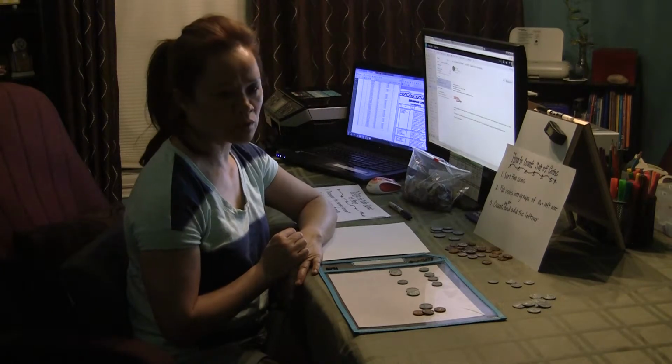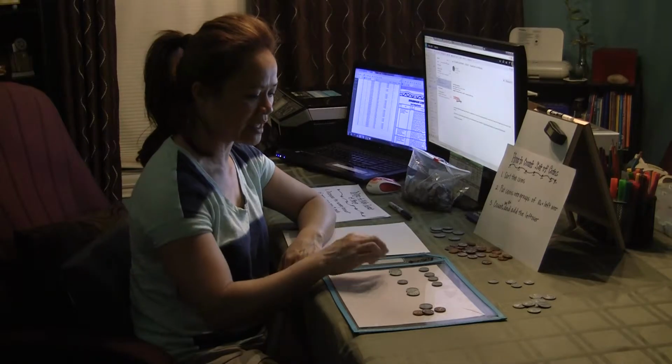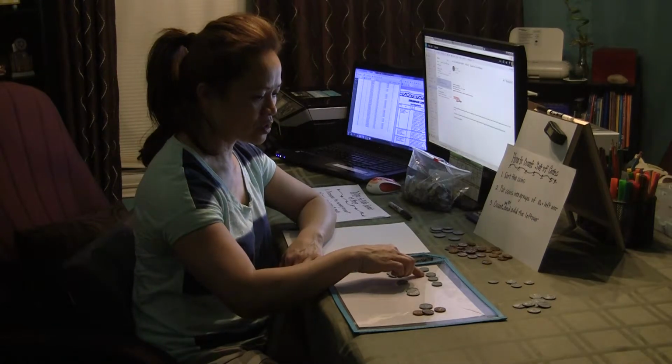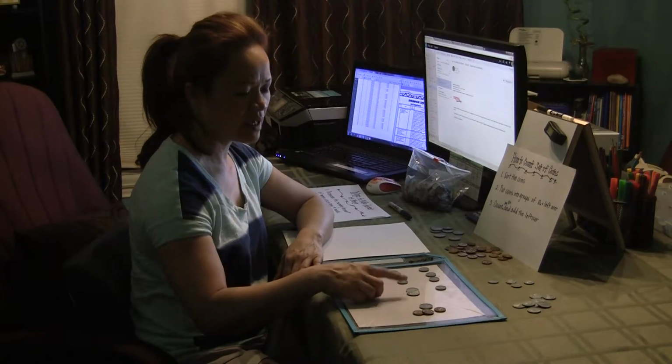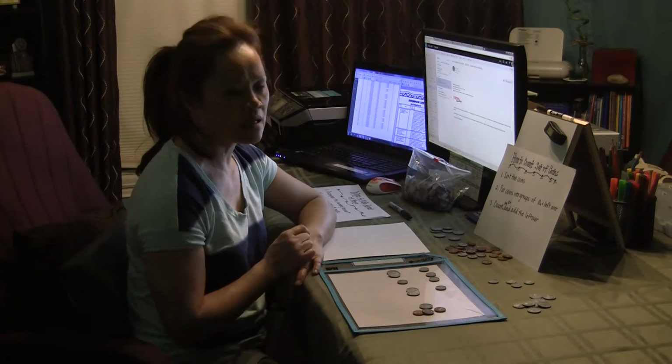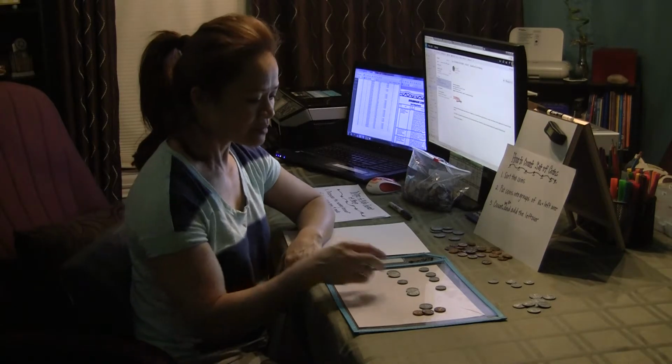So now it's into a group of 10. Yes, so the third step is to count the coins and then add them together. 10, 20, 30, 40, 50, 60, 70. 70 and 8 more is 78. Now I have 78 cents.